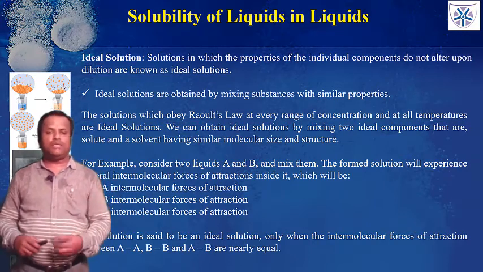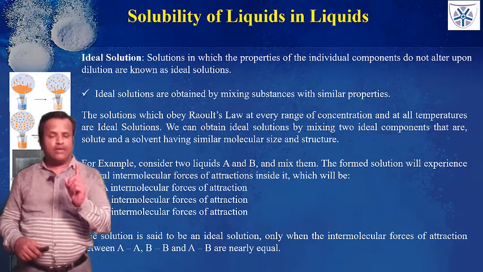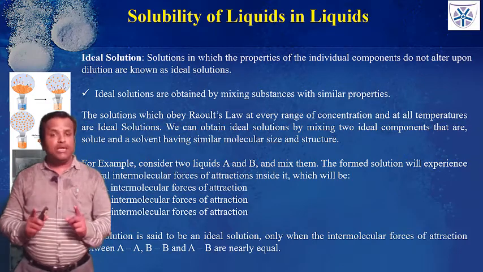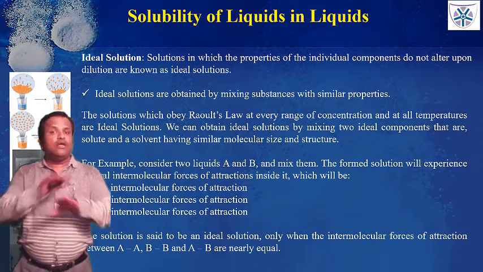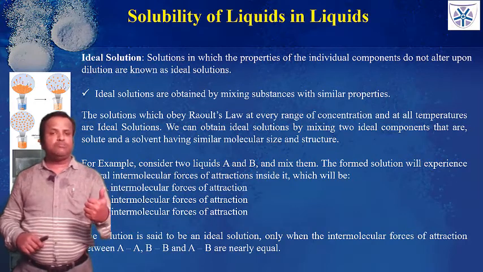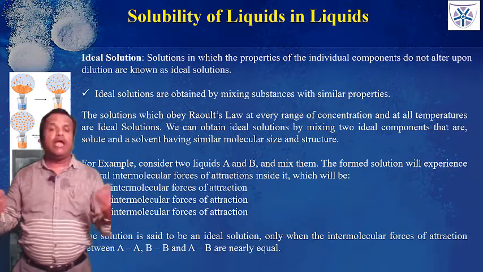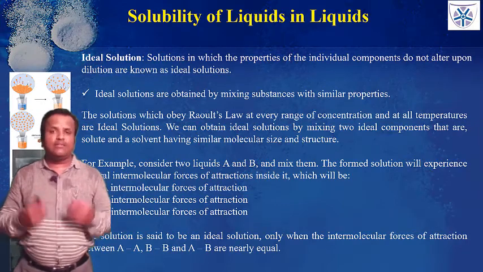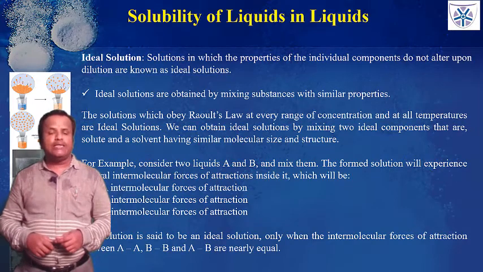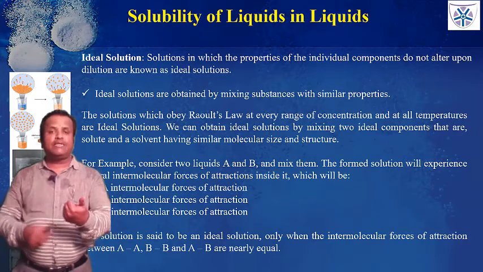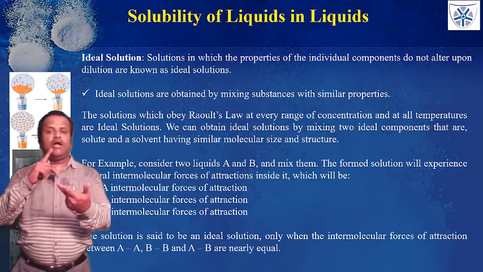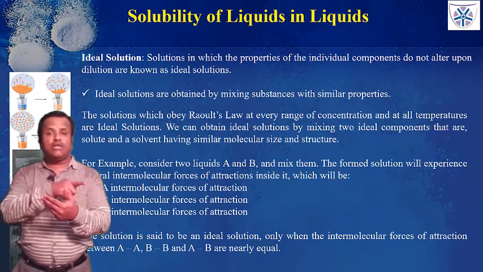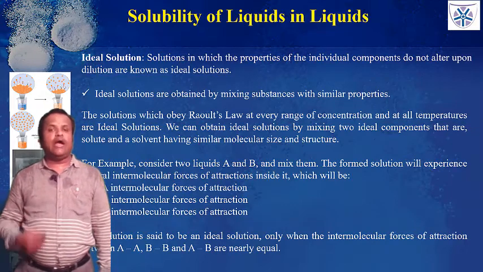So a solution is said to be an ideal solution only when the intermolecular forces of attraction between AA, BB and AB are nearly equal. So AA should be equal to BB, BB should be equal to AB. The force of intermolecular attraction should be equal in all the three categories. Then we can say this solution is an ideal solution, and similar properties should be maintained, at the given temperature and pressure, with similar molecular size and structure. These are the properties we need to maintain for the ideal solution.